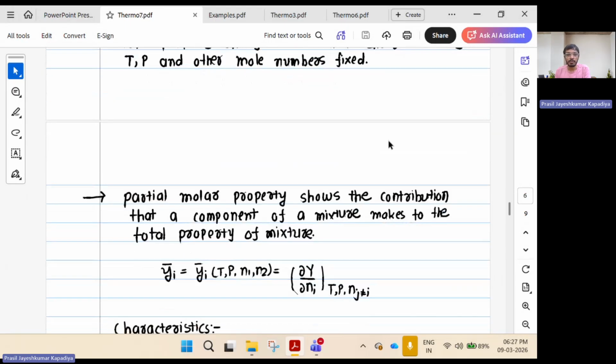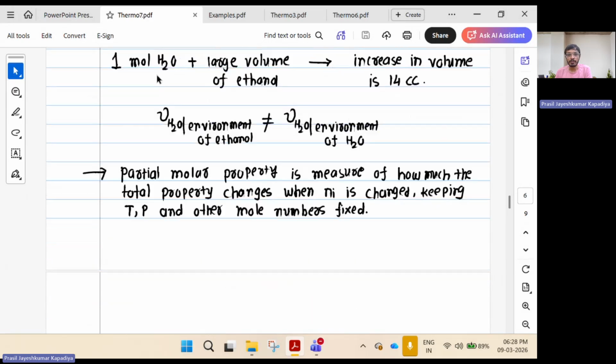So what does partial molar property show? Partial molar property shows the contribution that a component of a mixture makes to the total property of the mixture. So when I add 1 mole of water to ethanol, how is my total property of the mixture changing? That is what we can learn from partial molar property.